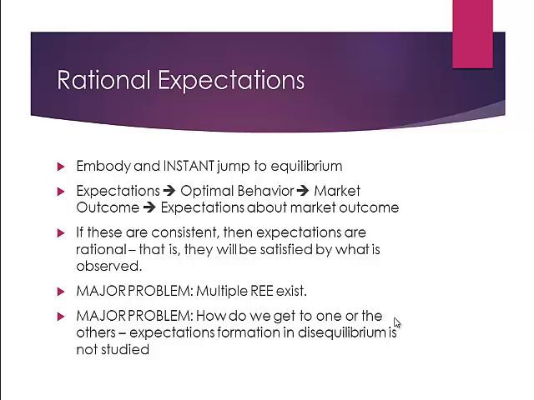If this loop is consistent, then you call it rational expectation. Basically, rational expectations are those which will not be disappointed by what happens. You will not be surprised to see what happens, because that's the meaning of rationality.